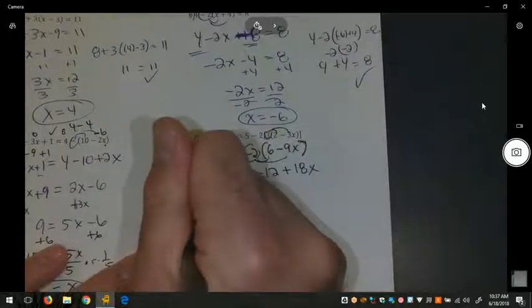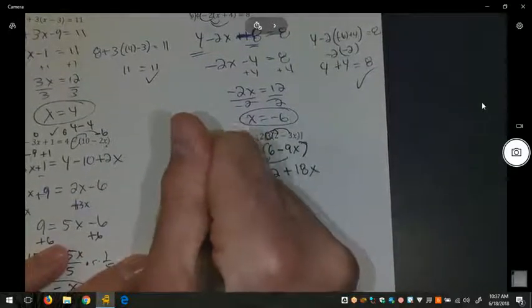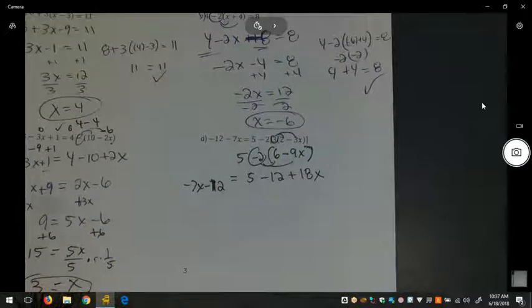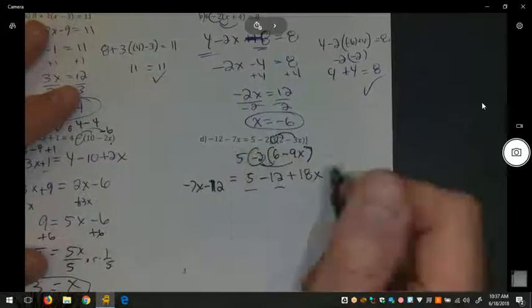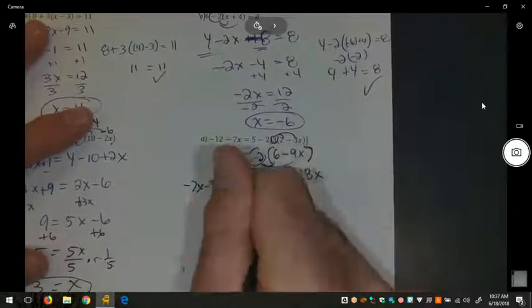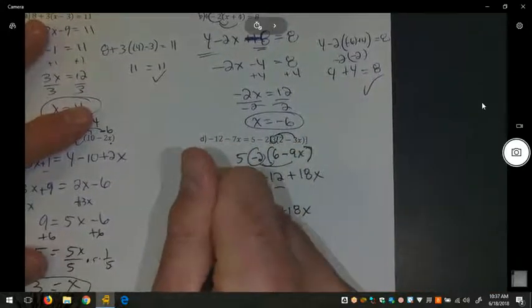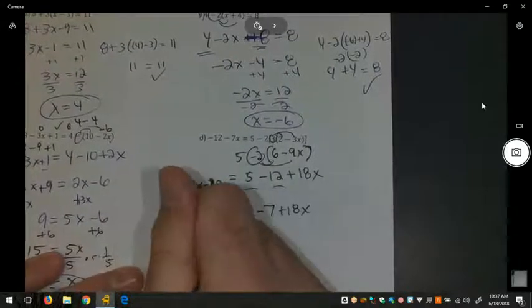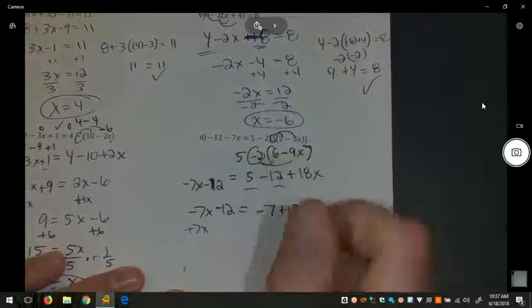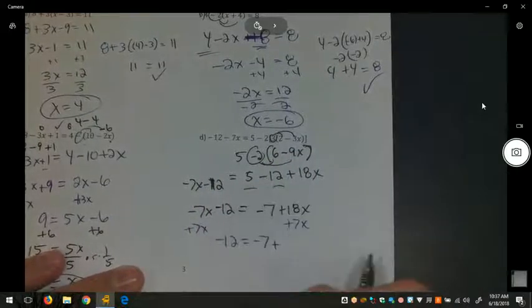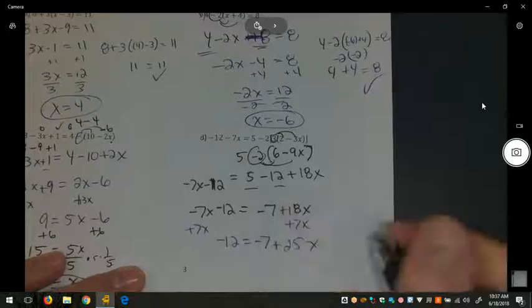On the left-hand side, I have negative 7x minus 12. We usually put the variable first, but it's okay if you left it as negative 12 minus 7x. On the right-hand side, I can combine like terms. This is negative 7 plus 18x. To keep my variable positive, I will add 7x to both sides, giving me negative 12 equals negative 7 plus 25x.